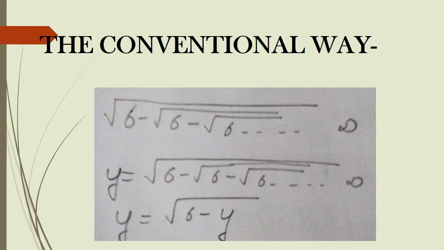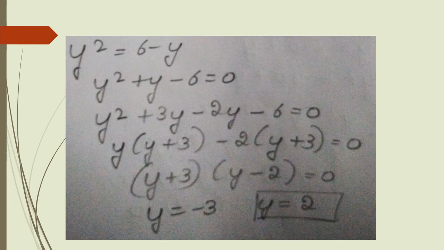So I'll consider this as y, and the next step will be y is equal to under root 6 minus y, because the same series is being repeated. Squaring both sides, the under root sign and square will get cancelled, and by rearranging the terms you will get a quadratic equation. By middle term split, you get the final answer as y is equal to 2. We always neglect the negative answers. So this is the conventional method, but again it is very time consuming, so let's discuss a shortcut for this.